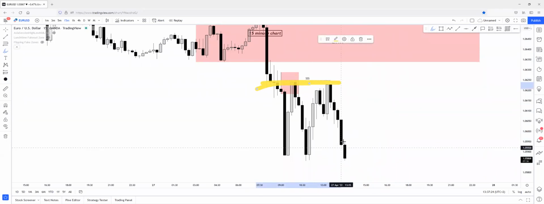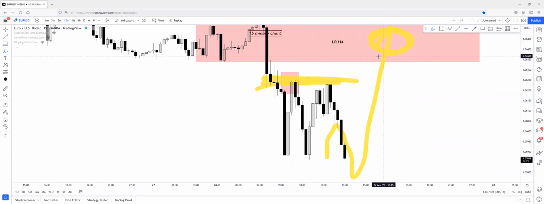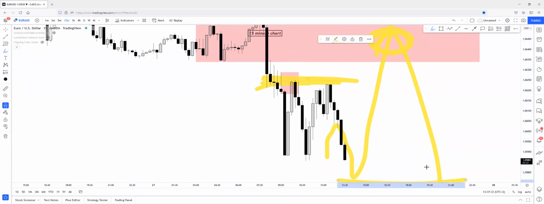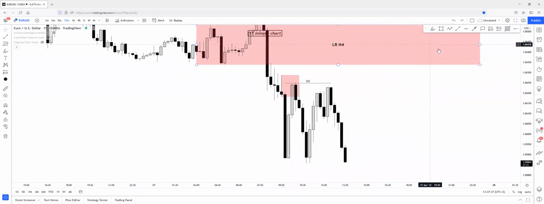This is the sell-side liquidity, and if price collects the sell-side liquidity, all of the orders will be converted into new orders right here at this order block, and the new inefficient push can happen to the downside with the break of structure. So these are the possible scenarios for the 15-minute chart.